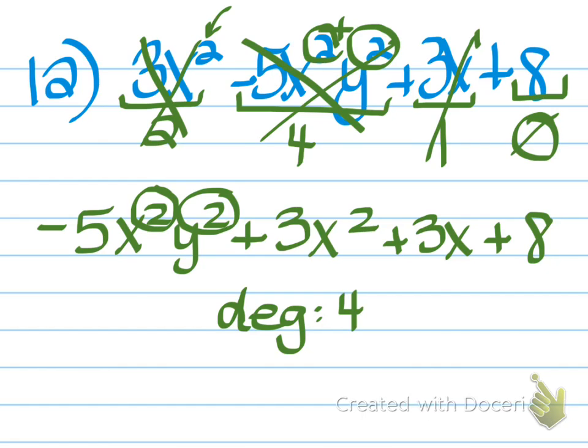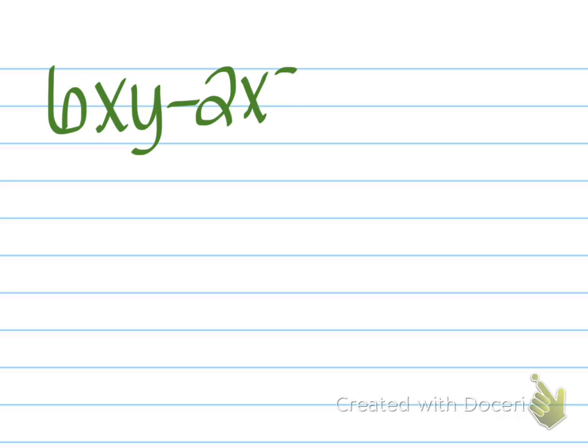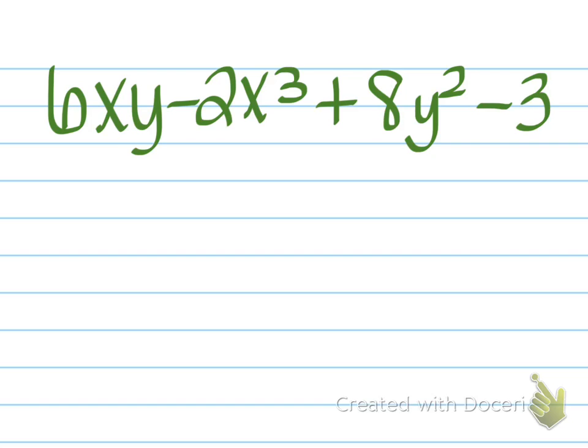Now let's take a look at number 13. Number 13, we wanted to write the polynomial in standard form, which again is going to go highest degree to lowest degree. So I'm going to go through and identify the degree of each term. The degree of my first term, this is 1 and this is 1, so total of my degree is 2.